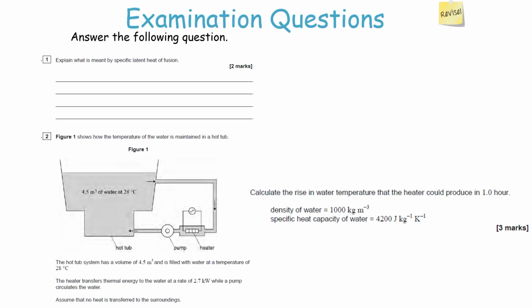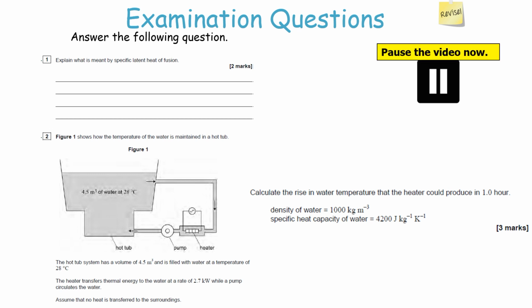So look at the following question. Explain what is meant by specific latent heat of fusion. Then figure 1 shows how the temperature of the water is maintained in a hot tub. The hot tub system has a volume of 4.5 meters cubed and is filled with water at a temperature of 28 degrees Celsius. The heater transfers thermal energy to the water at a rate of 2.7 kilowatts whilst the pump circulates the water. Assume that no energy is transferred to the surroundings, then calculate the rise in water temperature that the heater could produce in 1 hour. So, pause the video now, then unpause the video when you want to go through the answers.